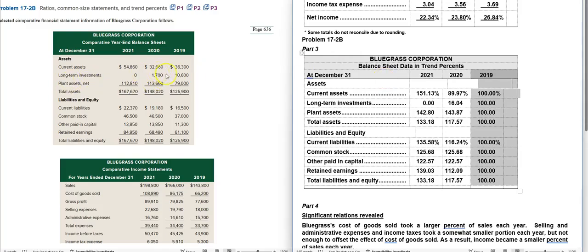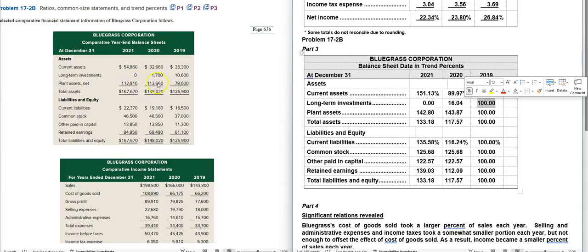For example, long-term investments: 10,600 in 2019. In 2020, they were 1,700. So 1,700 divided by the base year, long-term investments were only 16% of what they were in 2019. In 2021, my long-term investments were 0. So they're 0% of what they were in 2019.